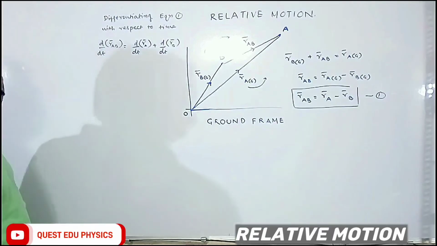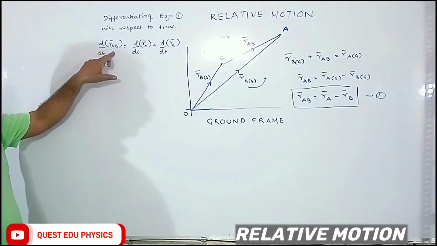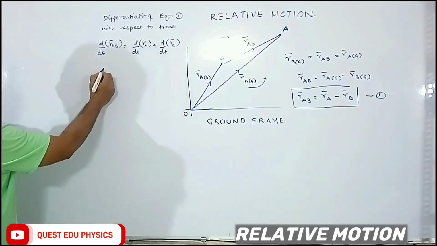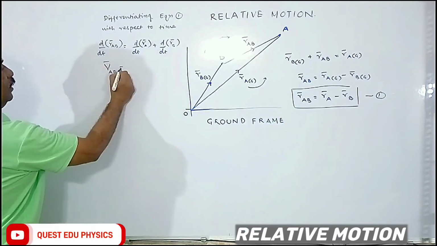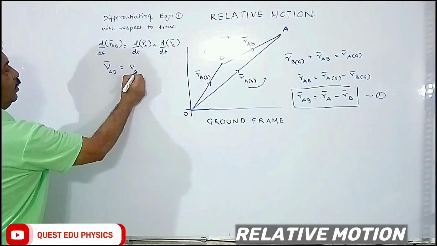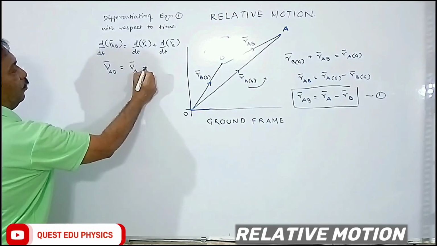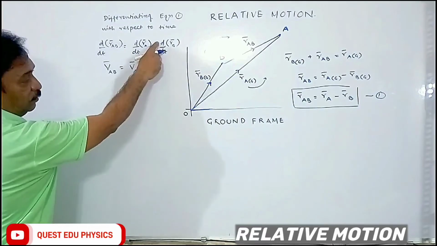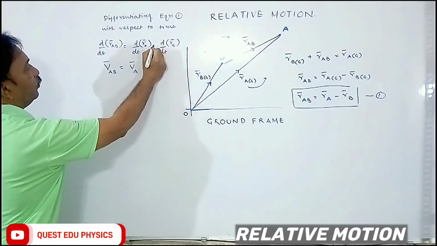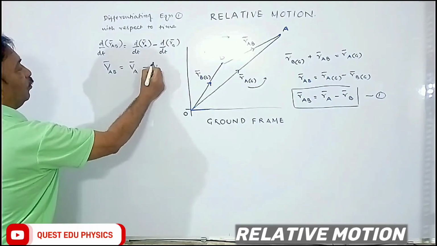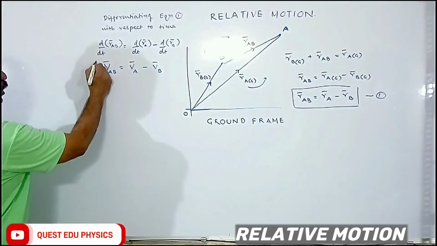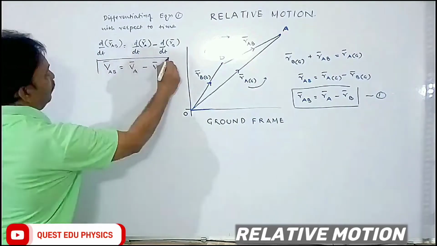You know that rate of position is velocity. You can write V bar AB is equal to V bar A minus V bar B. It is the desired equation.